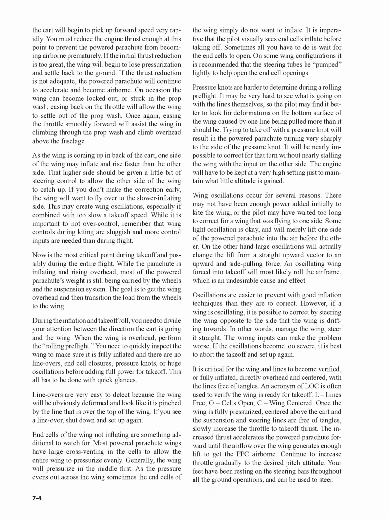You must reduce the engine thrust enough at this point to prevent the powered parachute from becoming airborne prematurely. If the initial thrust reduction is too great, the wing will begin to lose pressurization and settle back to the ground. If the thrust reduction is not adequate, the powered parachute will continue to accelerate and become airborne. On occasion the wing can become locked out, or stuck in the prop wash. Easing back on the throttle will allow the wing to settle out of the prop wash. Once again, easing the throttle smoothly forward will assist the wing in climbing through the prop wash and climb overhead above the fuselage.